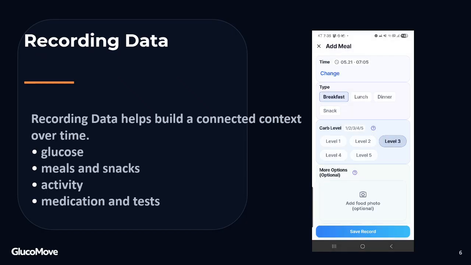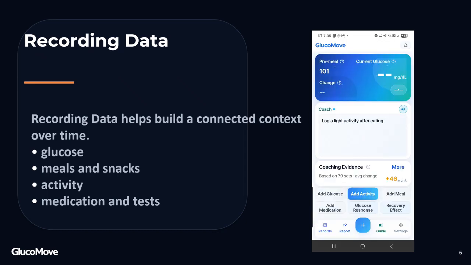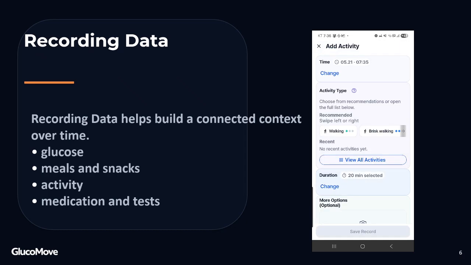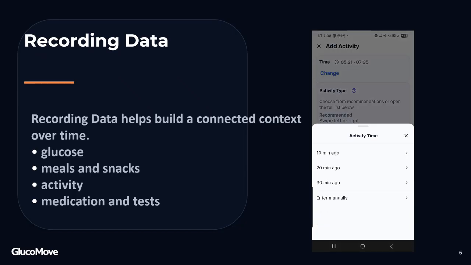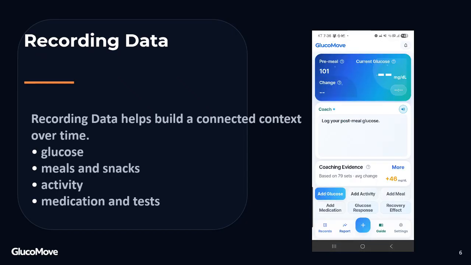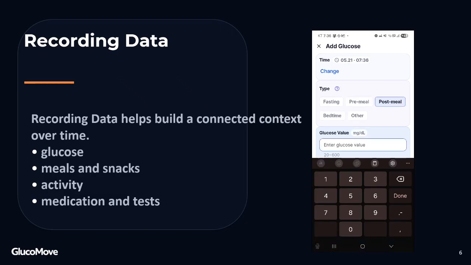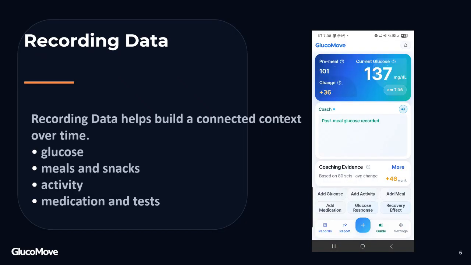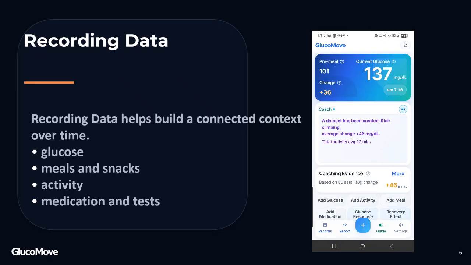To use the app more effectively, users should regularly record relevant information using the 6 recording buttons. Consistent daily recording helps build connected datasets, making glucose patterns, behavioral trends, and recovery responses easier to understand over time. The more consistently data is recorded, the more meaningful and personalized the analysis may become.